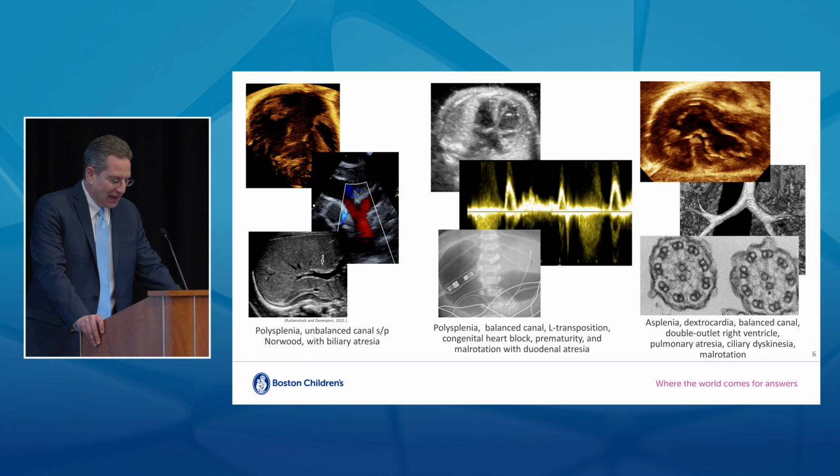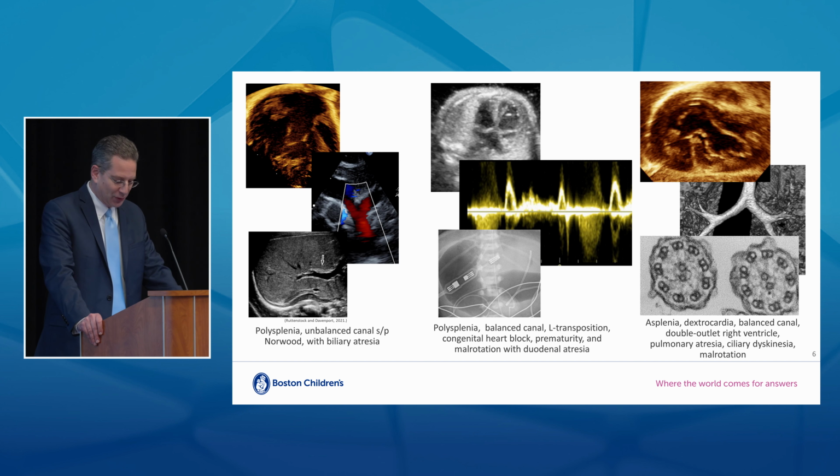So why heterotaxy? Well, anyone in this room who takes care of patients with heterotaxy is familiar with the level of complexity. These are just a few recent patients. On the left, a patient with polysplenia, an unbalanced canal who required a Norwood and then was discovered to have biliary atresia about 2 weeks post-Norwood.